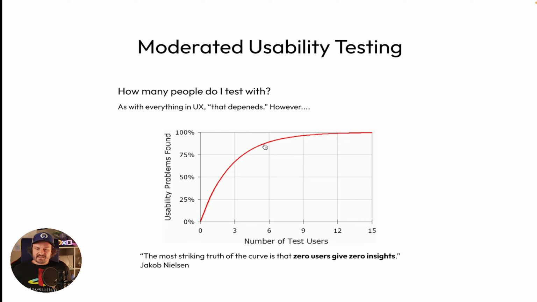And that's, of course, going to be completely dependent on what you're testing, who you're testing with, the severity of issues that you're looking for. There's any number of variables that are going to go into shaping how many users you need to get some really good testing done. However, and this is a quote from Jacob Nielsen from this very same page, the most striking truth of the curve is that 0 users give 0 insights.